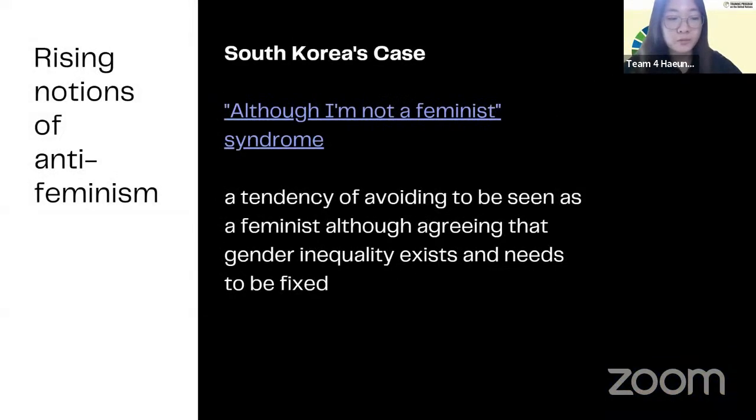Hostility toward feminist movement grew so intense to the point of creating a new social syndrome, which is named the "although I'm not a feminist" syndrome. It's a tendency of avoiding to be seen as a feminist, though agreeing that gender inequality exists and needs to be fixed.